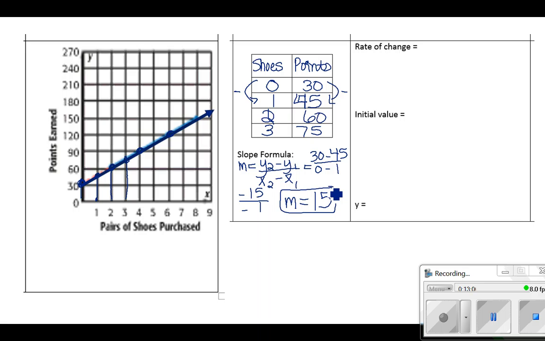I can now go to the rate of change part, and I have to interpret it. So that 15 means that's how many points I get per pair of shoes. So 15 points per pair of shoes.